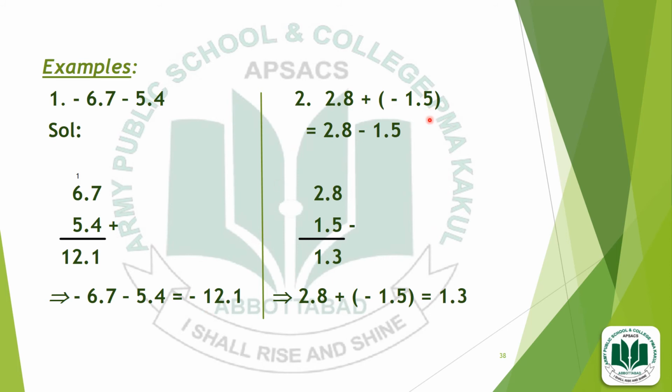See the next example, which is 2.8 plus into minus 1.5. First, we will merge the sign. Now look at this expression. We have 2.8 minus 1.5. Since both these numbers have different signs, here we need to perform subtraction. And when we subtract 1.5 from 2.8, we get 1.3. Since the greater number has a positive sign, the answer will also have a positive sign.